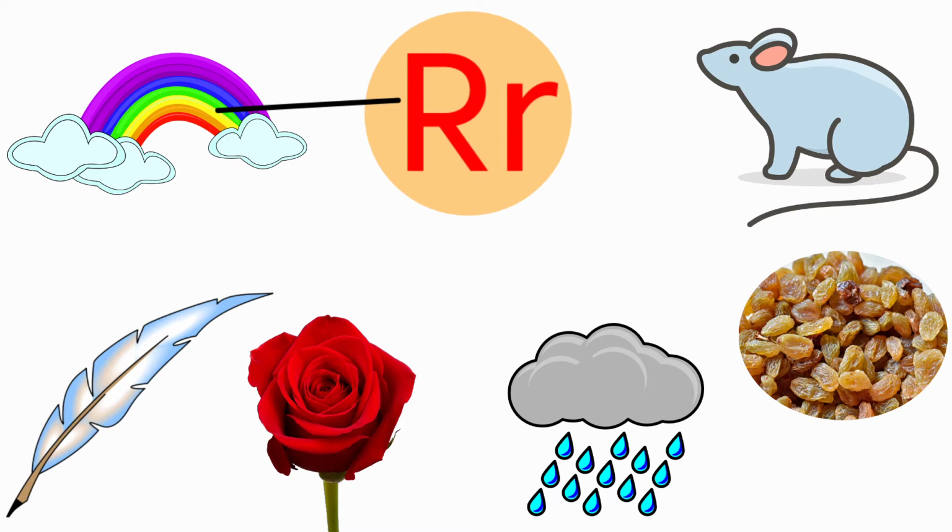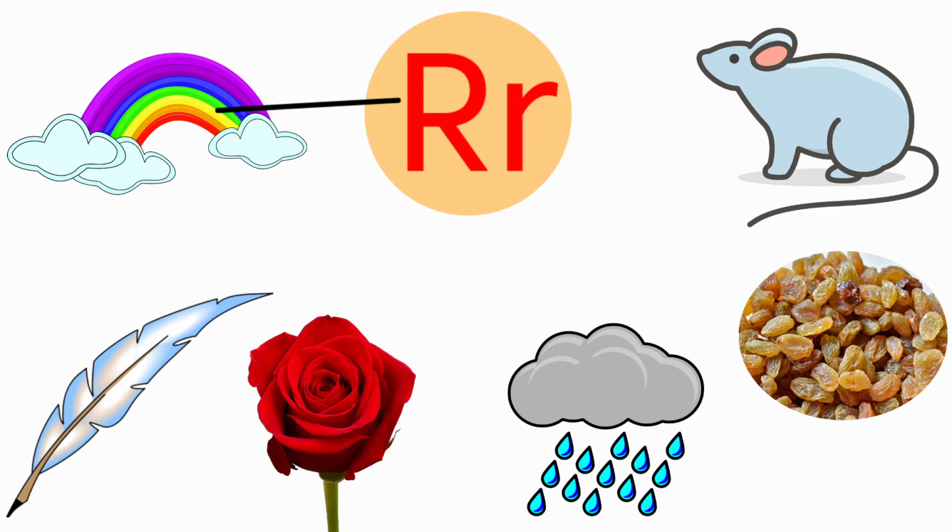Next one, feather. Feather. The beginning sound of the picture feather is f. And the sound of the letter R is R. Both are different sounds. So, we should not draw a line from letter R to feather.